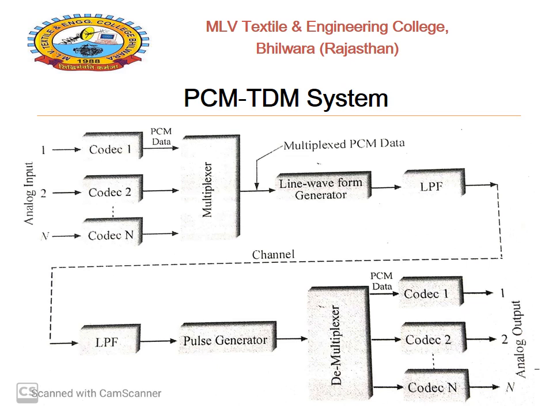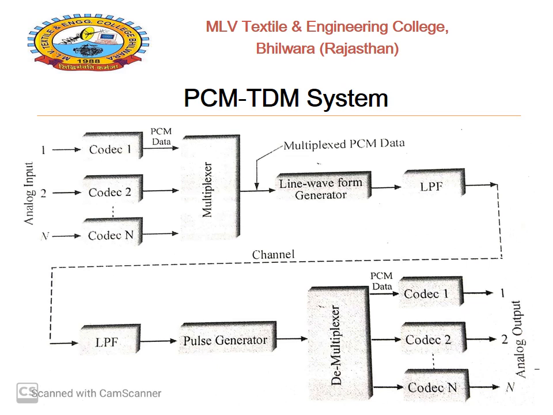The input signals are given to various codecs. These codec signals are given to the multiplexer. Next they are given to the line waveform generator. All the codec PCM signals are given to a single line, passing through the low pass filter. This first section is the transmitter section.